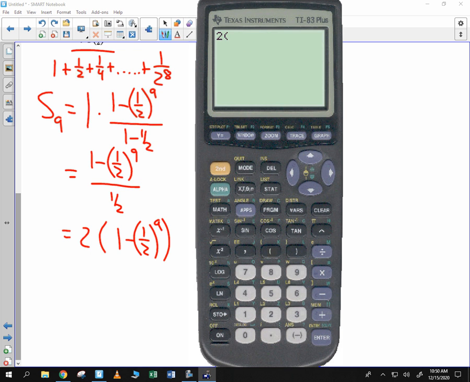2 parentheses, 1 minus parentheses 1 divided by 2 raised to the 9th power. And you can see that I get 1.99609375. Instead of writing that decimal down, wouldn't it be nice if we had a fraction? Sure enough, press the math key, and if you just hit number 1, convert to fraction, it will tell you that it's 511 over 256.